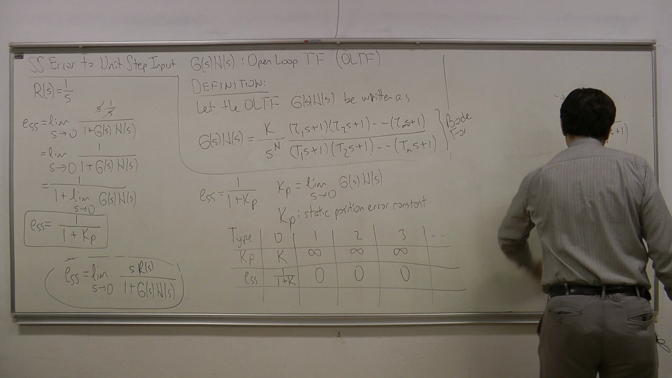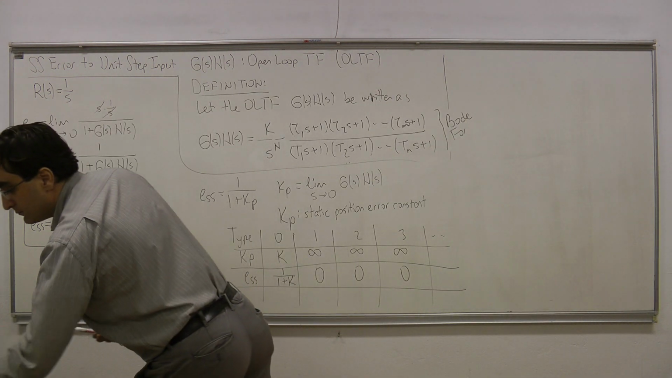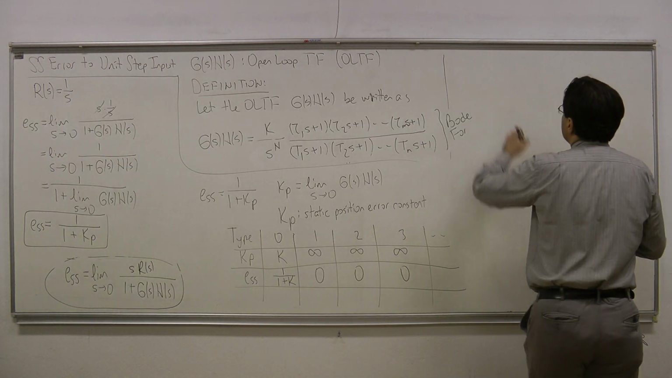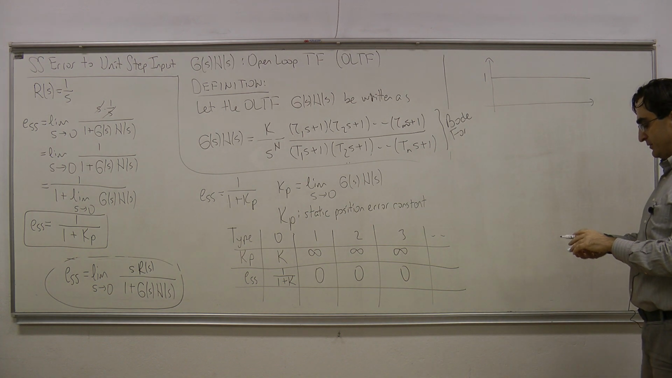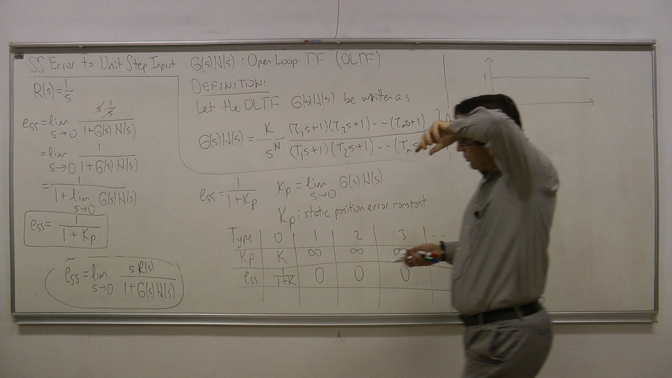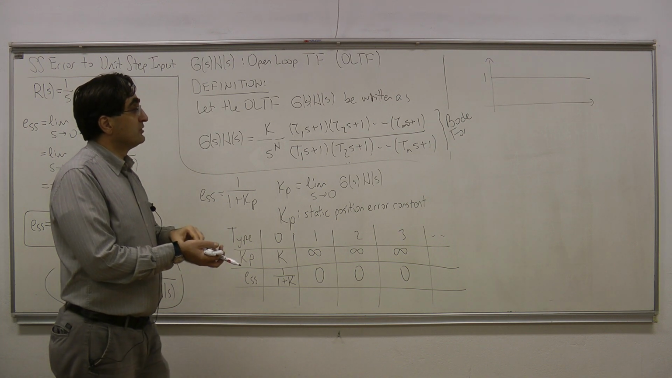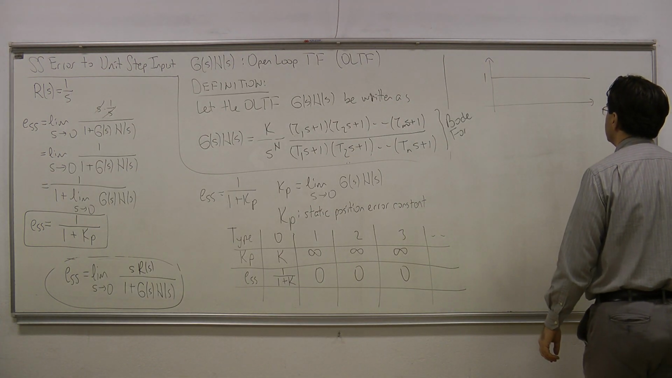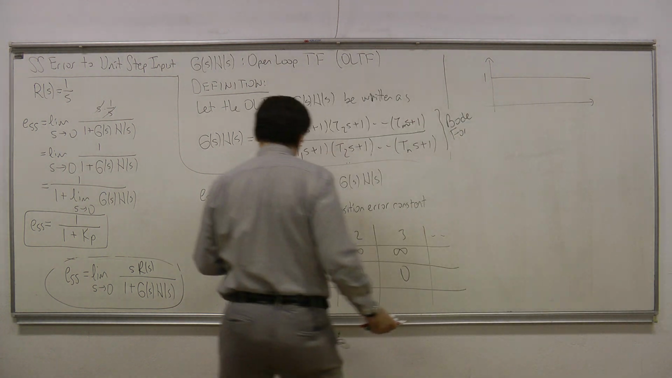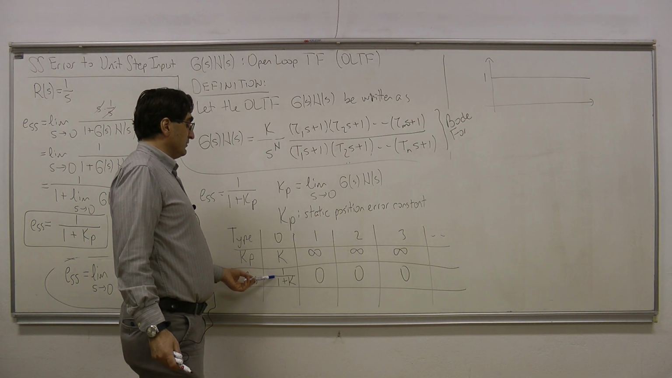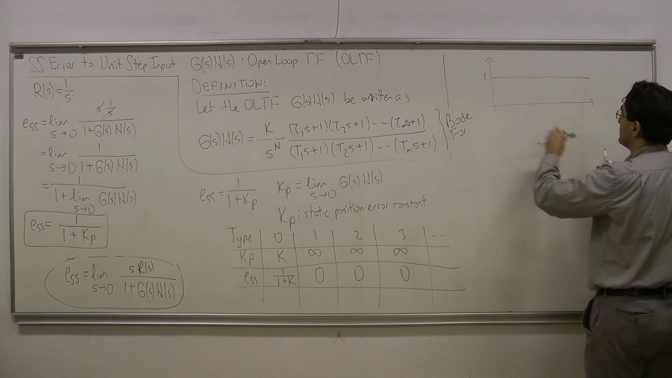So now let us try to look at these response types. When I look at the response of a system, this is my unit step, that is the reference input. What would the response of a type 0 system look like? In that case, I would just have this type of response. For a type 0 system, the steady state error is non-zero but finite. So we see here that my response for a type 0 system might be looking like this.